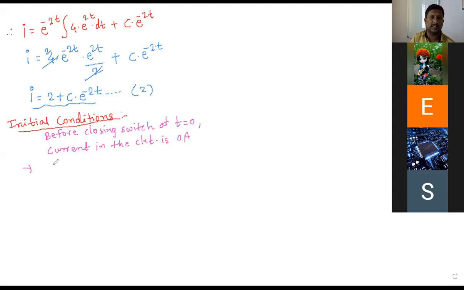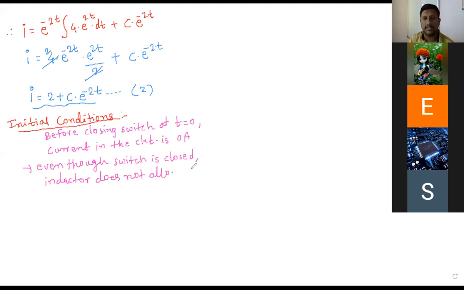So even though the switch is closed, this statement is very important. Even though the switch is closed, the inductor does not allow a sudden change in current. The inductor does not allow sudden change in current.